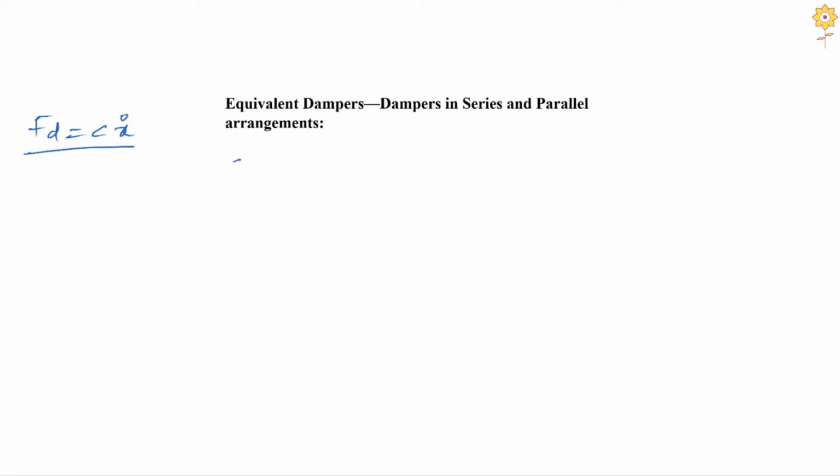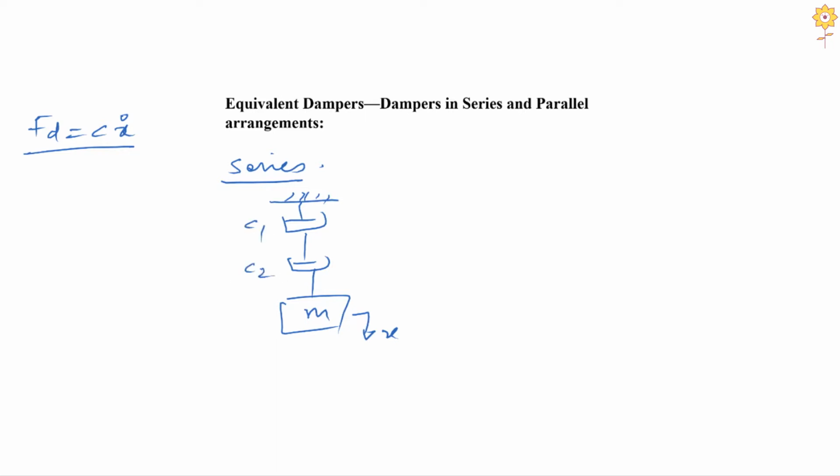Suppose I am talking about the series arrangement where the dampers are connected here end to end. Let us have some mass over here. So the mass is having a displacement of x. So there is a relative motion between piston and cylinder for each damper. So this is C1 and C2, the damping coefficients, and the relative motion is given by x1 and x2 between piston and cylinder for each of these dampers, right?